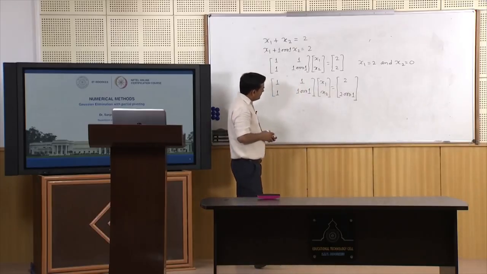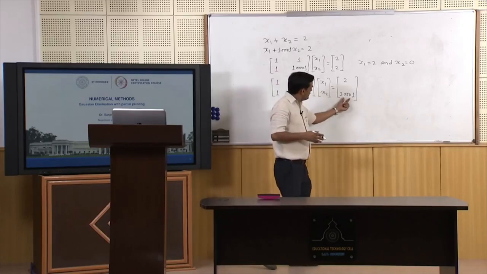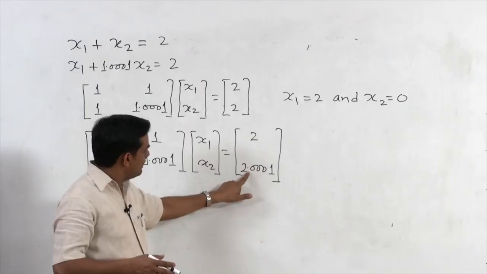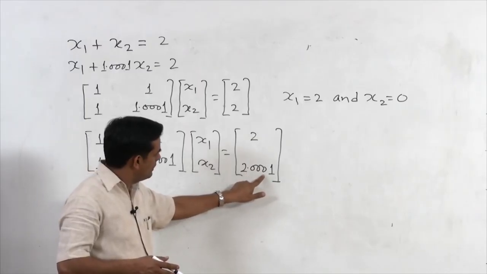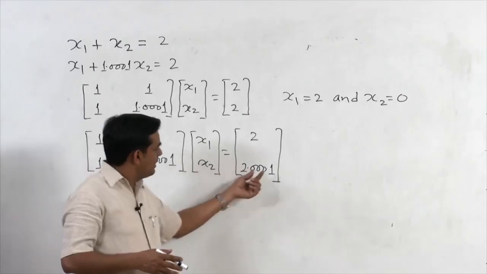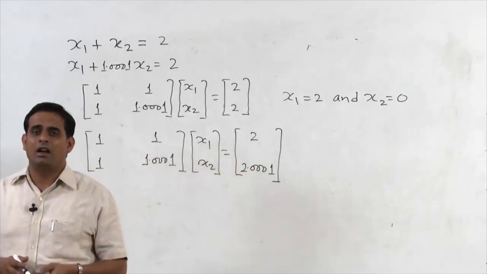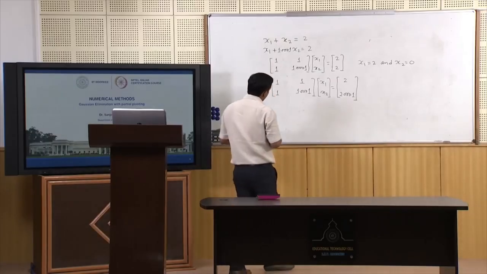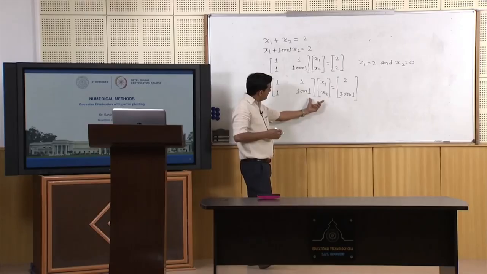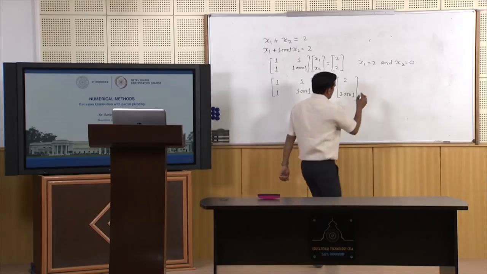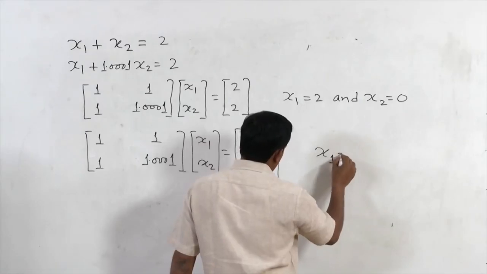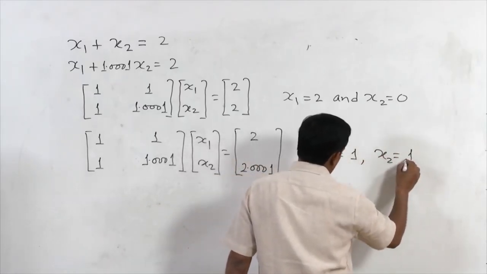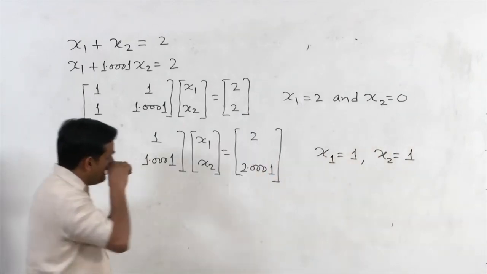So, what will happen? I am having a very small change in the input data. Earlier it was 2, now just here it is 2.0001. That is a change of the order of 10 raised to power minus 4. Now, if we look at the solution of this new system, what will I get? x1 equals 1 and x2 equals 1.